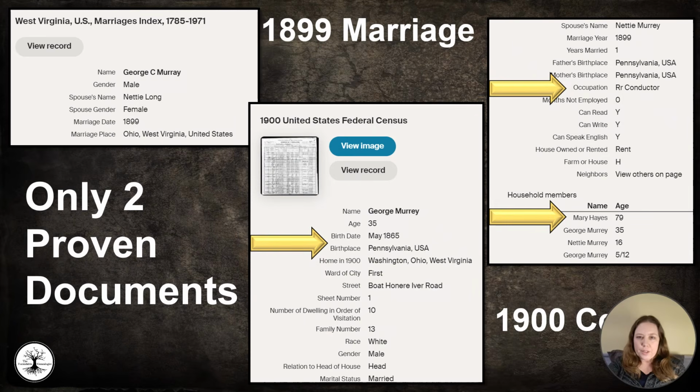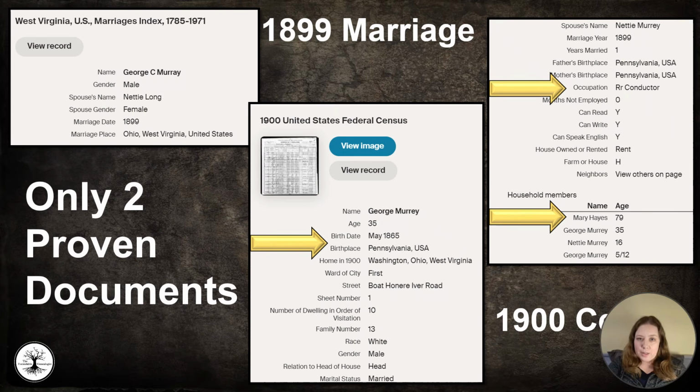So, with George C. Murray, there were only two documents on Ancestry that were 100% the right guy. There was a West Virginia marriage to my client's great grandmother, Nettie Long, in 1899. And that's the right guy for sure. He was using the middle initial of C. The main thing to notice on that West Virginia marriage is that it's an index only on Ancestry. So right away, I note that I'm going to need to try to find that original document because maybe there's more information than what is showing up here in the index.